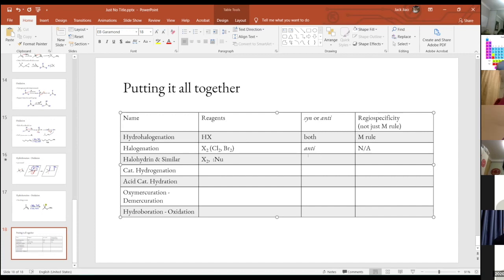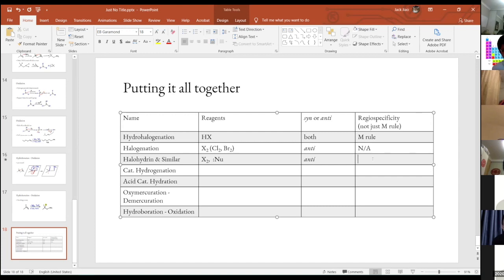How do you type this? Oh, it's just a colon? Just a colon. Oh, I think it's anti. I think it's anti. Oh, I think it follows Markovnikov's rule.